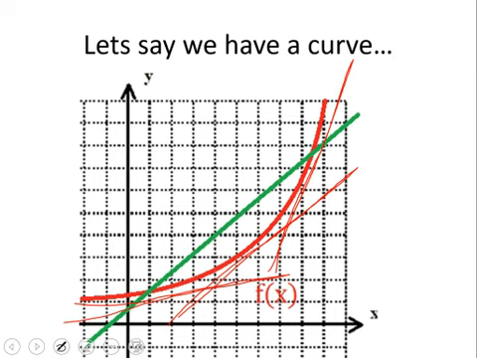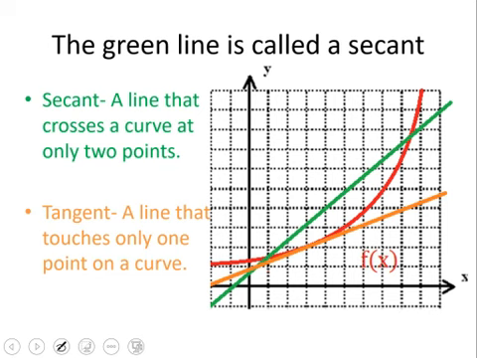So when we're asking for the slope, we want the slope at a single point. This green line is called a secant line. A secant line is a line that crosses through a curve at 2 points, or runs through a circle at 2 points. If we want to find the slope, we could find the slope of a secant line. We pick 2 points on the curve, find the slope, and that's going to tell us the average slope over that interval.